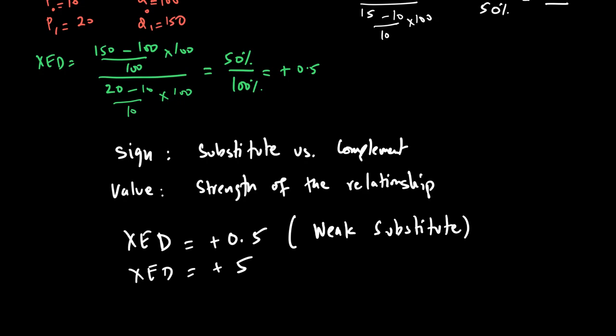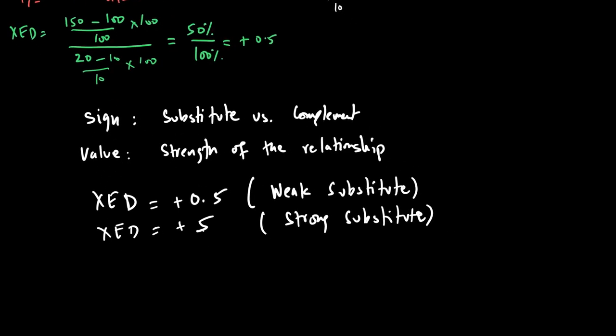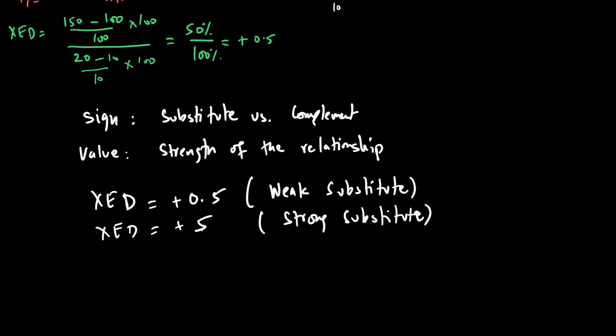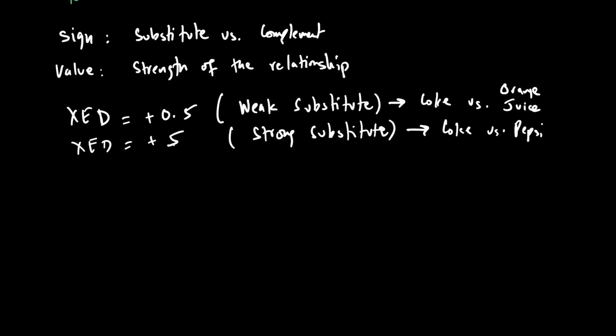On the other hand, if I have a value of XED of plus 5, I'm going to call it a strong substitute. So the higher the value of XED, the stronger the relationship. The lower the value, the weaker the relationship. For example, one could argue that Coke and Pepsi can be strong substitutes. So this is Coke versus Pepsi. While a weak substitute could be Coke versus any apple juice company or orange juice company. So although they are competition to each other, the relationship is a little weak.